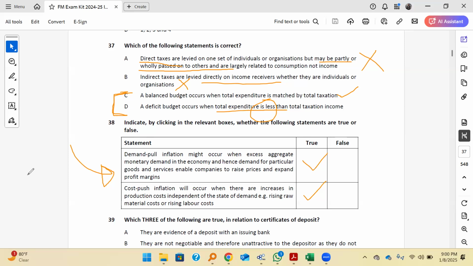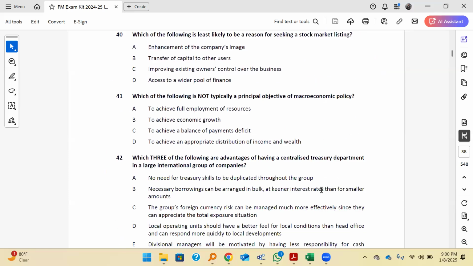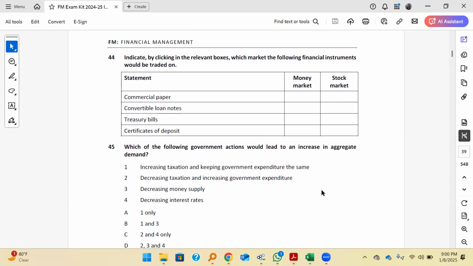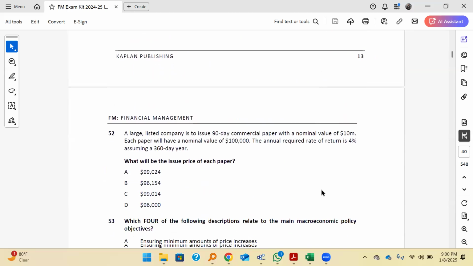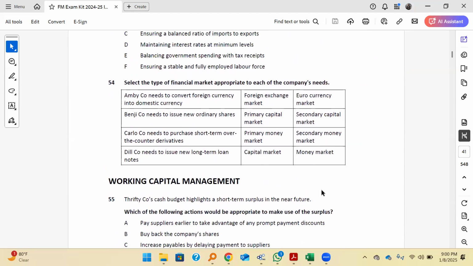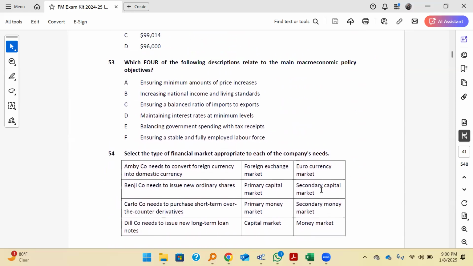So unless you have some questions for me, we are going to stop here. So we have left questions from 39 up to 54. Those questions that we have not handled, you should make it a habit to attempt them, so that you can get to see whether there are some aspects that you don't understand yet.